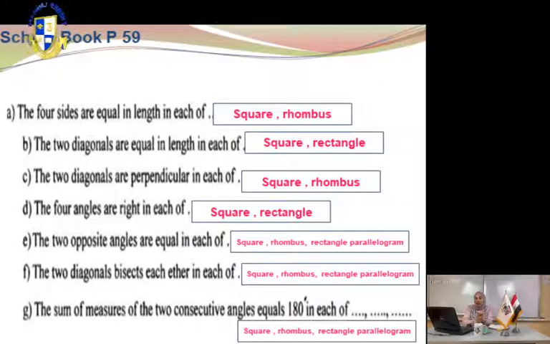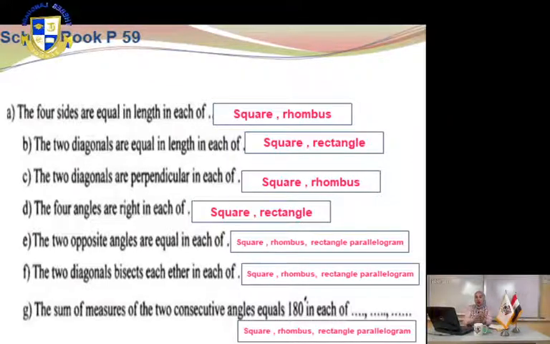The two opposite angles are equal in each of. Opposite angles equal in, yes, all of them: square, rhombus, rectangle, and parallelogram. Okay? The two diagonals bisect each other in each of, all of them: square, rhombus, rectangle, and parallelogram too. Last one, the sum of the measures of two consecutive angles equals 180 degrees. All of them too: square, rhombus, rectangle, and parallelogram.